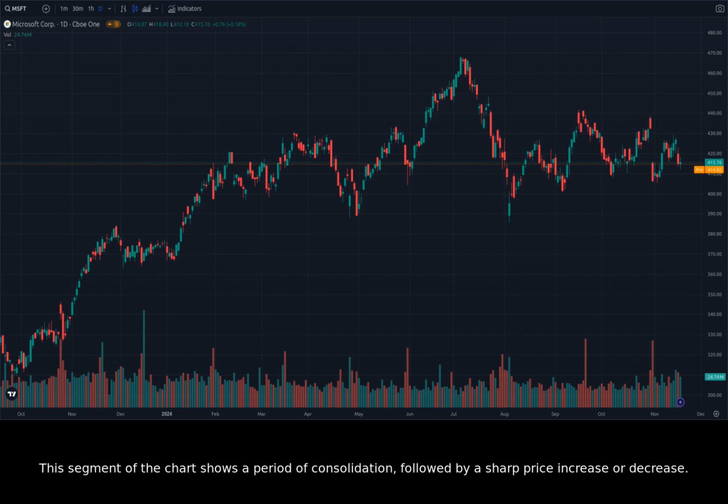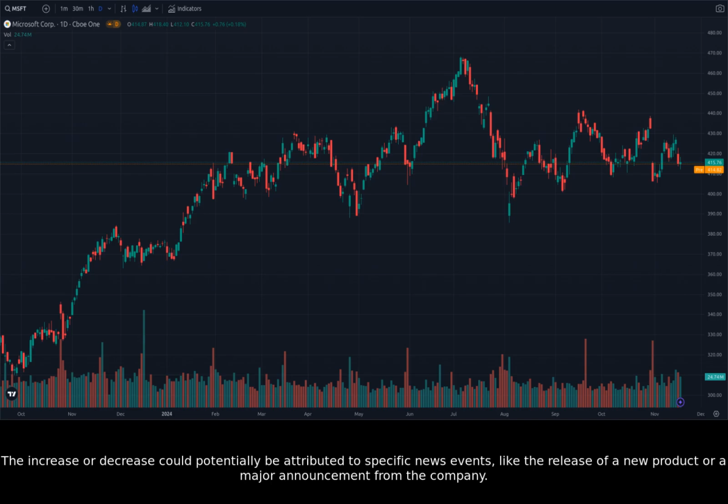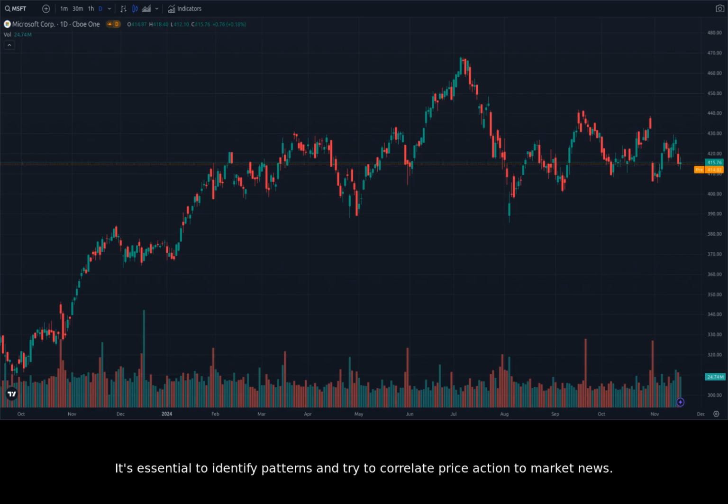This segment of the chart shows a period of consolidation, followed by a sharp price increase or decrease. The increase or decrease could potentially be attributed to specific news events, like the release of a new product or a major announcement from the company. It's essential to identify patterns and try to correlate price action to market news.